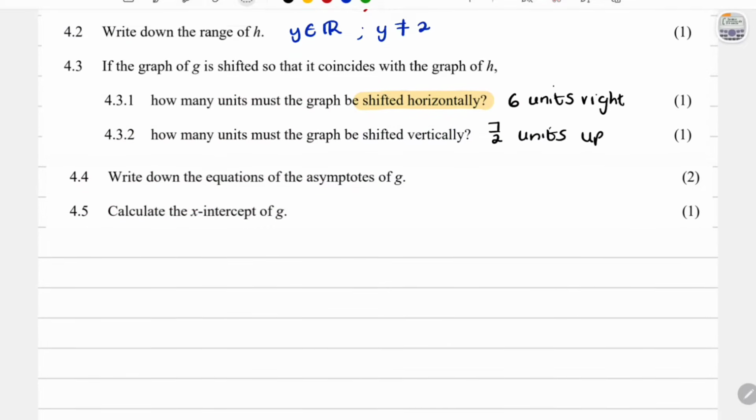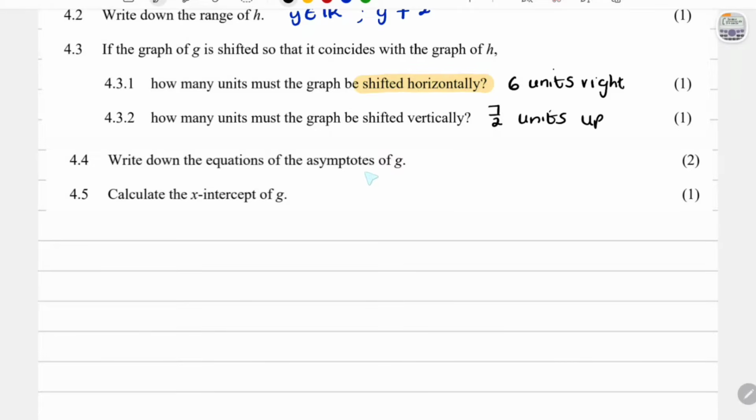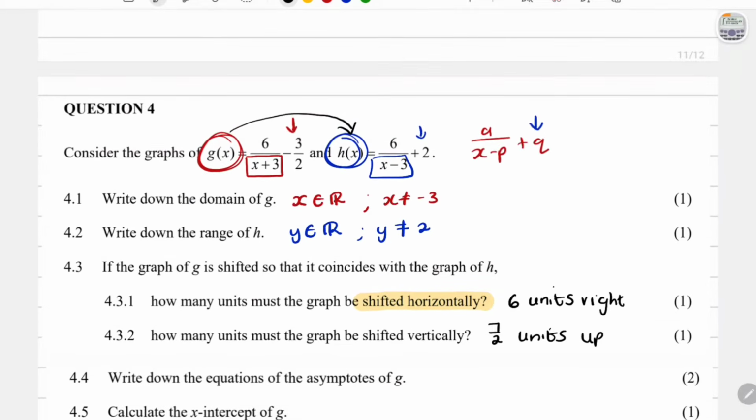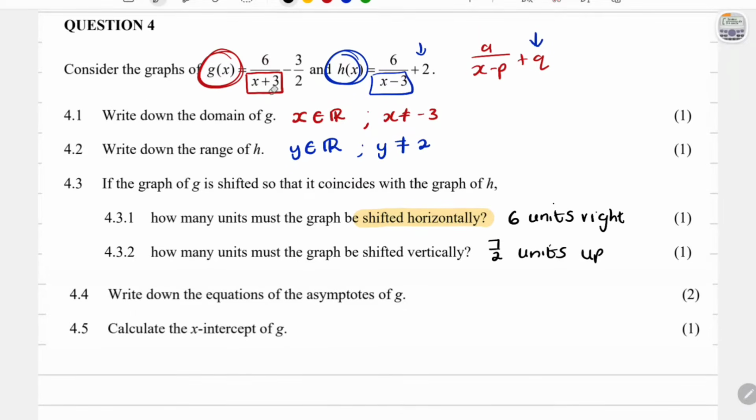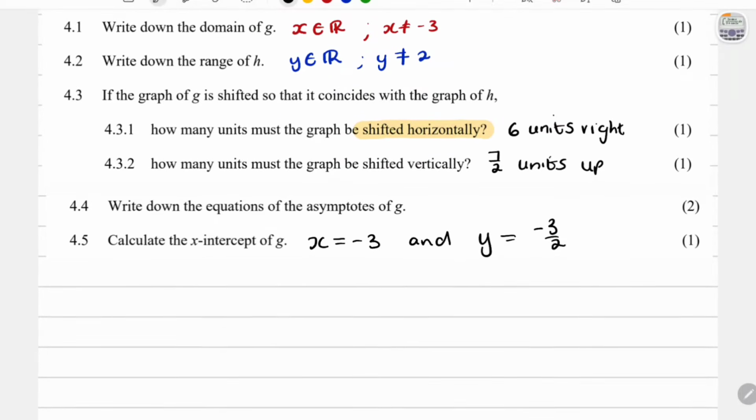The next question, 4.4, says, write down the equation of the asymptotes of G. We already had one of them here. The equation of the vertical asymptote is x is equal to -3. And the equation of the horizontal asymptote, that Q value, is y is equal to whatever that Q value is. I've already explained it with the domain and the range story. So y is equal to -3/2. That is for 1 mark. Then moving on to the next question, I'll just rewrite it up there.